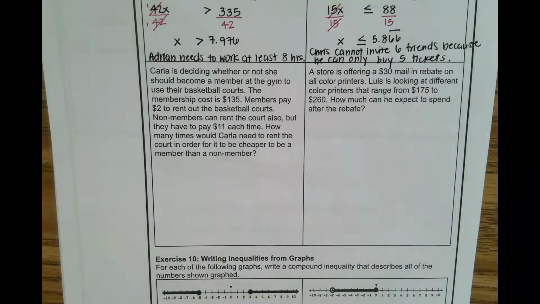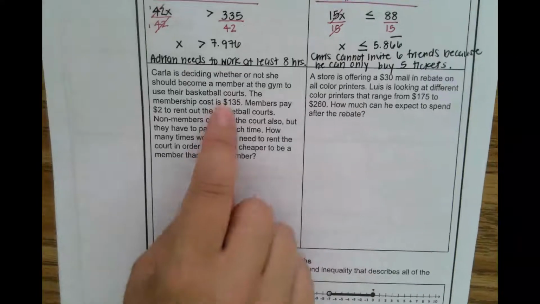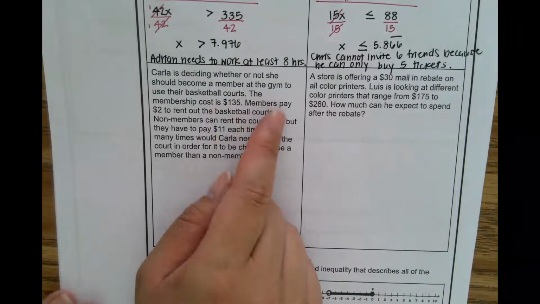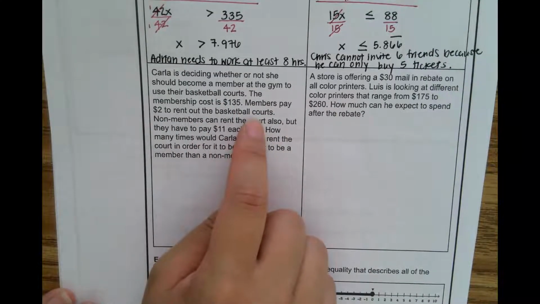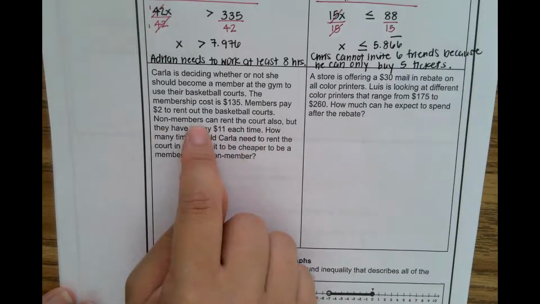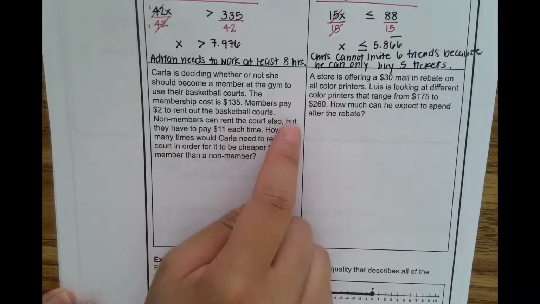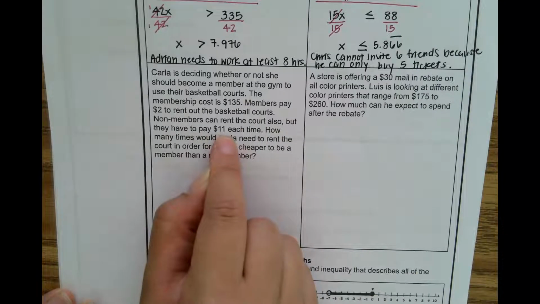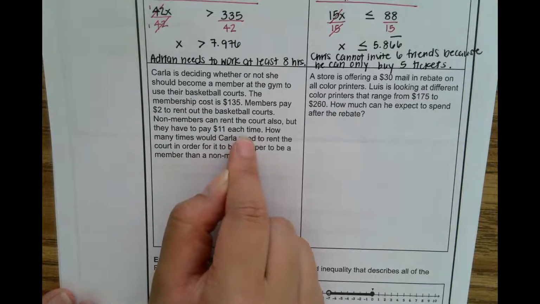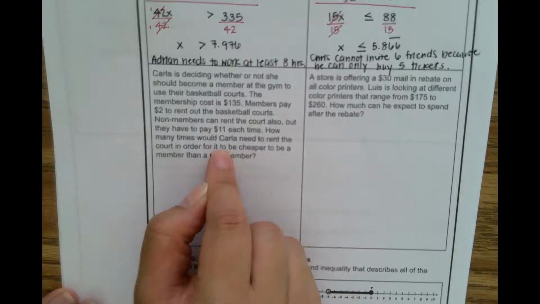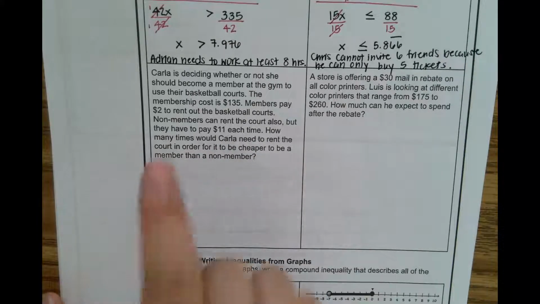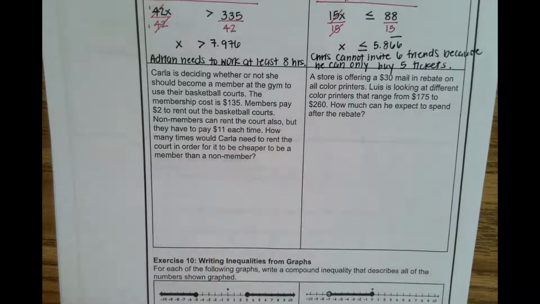Here's the next one. Carla is deciding whether or not she should become a member at the gym to use their basketball courts. The membership cost is $135. Members pay $2 to rent out the basketball courts each time. Non-members can also rent the court, but they have to pay $11 each time. We want to know how many times Carla would need to rent the court in order for it to be cheaper to be a member than a non-member.